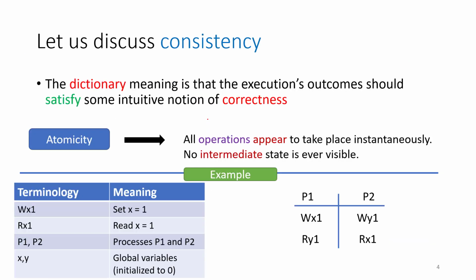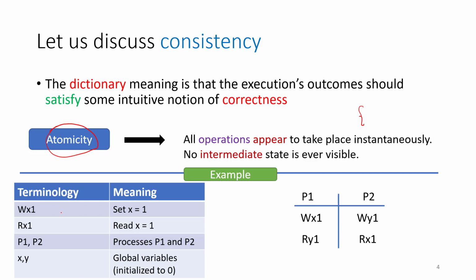So let us discuss consistency. The dictionary meaning, as I said, is that the outcomes of an execution should satisfy some written specifications or some intuitive notion of correctness. If you break it down, we can break it into several components. The first component is atomicity, which means that all operations appear to take place instantaneously. Given an operation or a bunch of operations, it appears to take place instantaneously in the sense that you can't see any intermediate state.